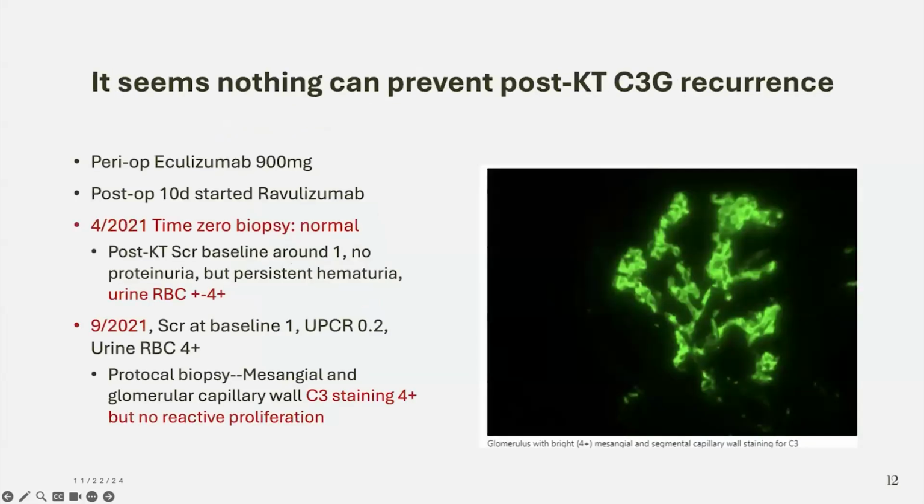Okay. Yes, we did. We started eculizumab perioperatively, followed by ravulizumab, a long-acting C5 inhibitor. Unfortunately, it seems nothing can stop C3G recurrence. 5 months later, even though clinically he was still stable, normal creatinine, no proteinuria, persistent hematuria, protocol renal biopsy showed that there was recurrent C3G. Good news is that there was only C3 strong staining 4+, but no reactive proliferation.